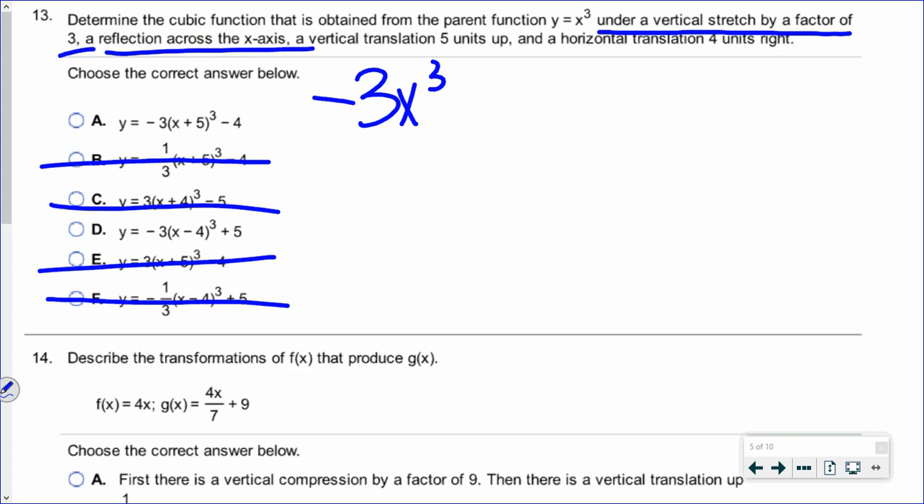Then I'm simply going to keep reading. A vertical translation 5 units up. Where does the 5 have to be? At the very end, which means it's going to be letter D and not A.